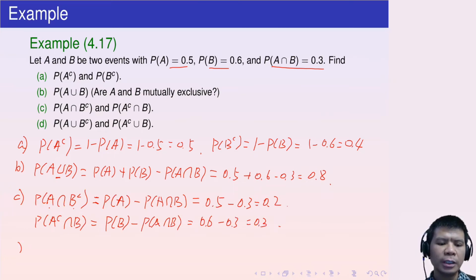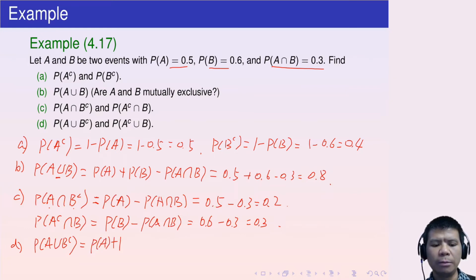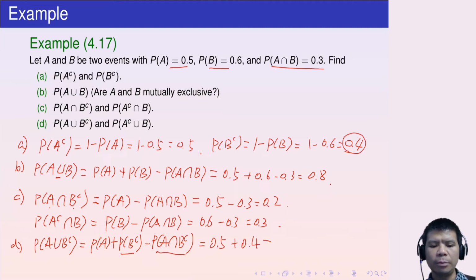And finally, D. Now we know that this is A union B complement. Using the addition rule, probability of the first plus the probability of the second minus the probability of their intersection, A and B complement. Then we have probability of A is 0.5, and probability of B complement, we already found, is 0.4, minus this A intersect B complement, which is 0.2. So minus 0.2, that's 0.7.